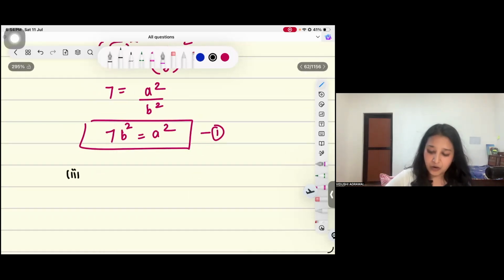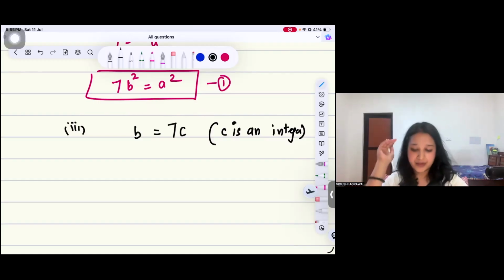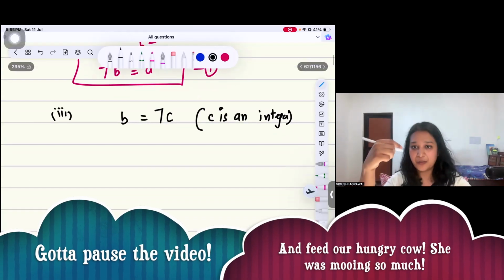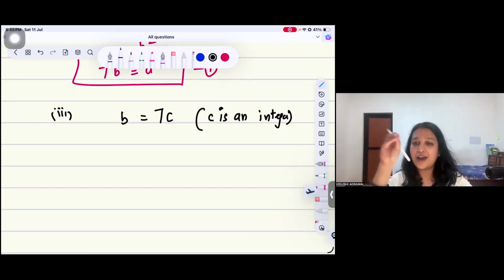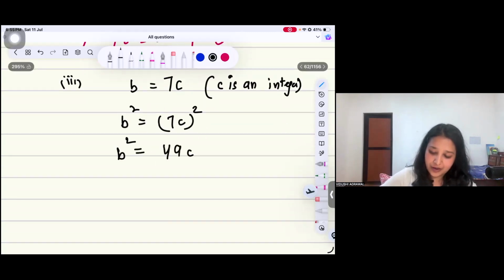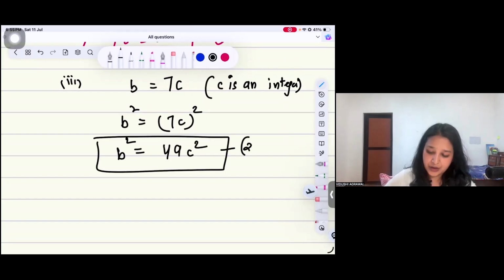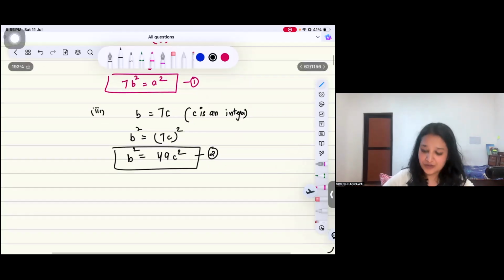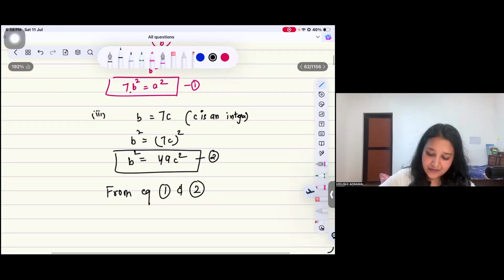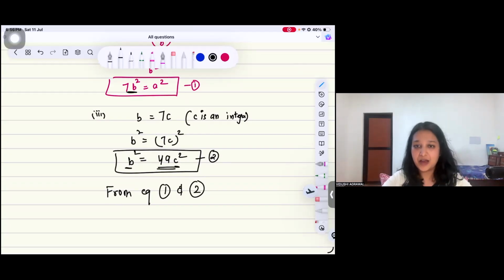Third step is always assume c as an integer. So now the third step is you're going to write b, taken from above, is equal to 7c, and always write c is an integer. Then squaring both sides, you get b square is equal to 49c square, which is your equation number 2. Equation 1 was this, equation 2 is this. Now from equation 1 and 2, we have 7b square is equal to a square, and b square is equal to 49c square, right?